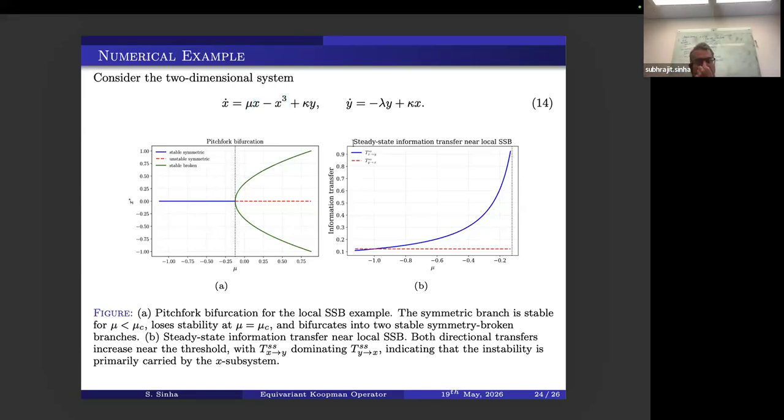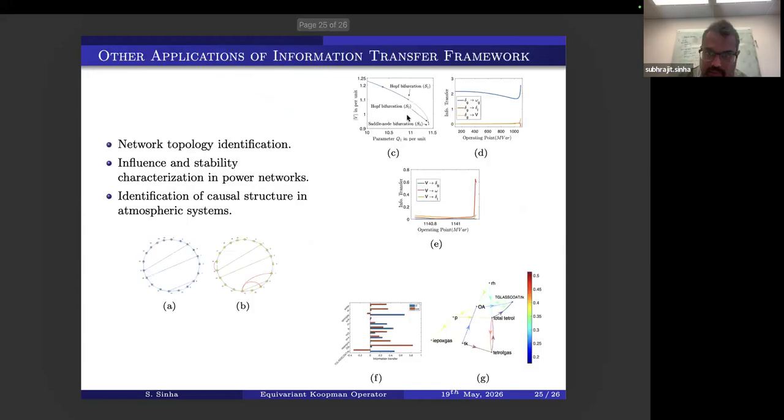But you may have noticed that while we are detecting this approach towards instability, though we started with symmetry breaking, it has nothing to do with symmetry breaking per se. It's more to do with the system approaching instability. In fact, we have used this notion to analyze other systems as well. So these are some other applications of this information transfer framework.